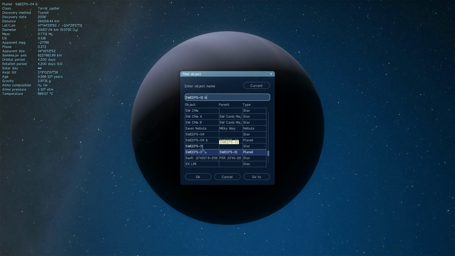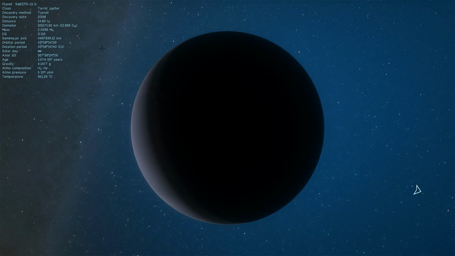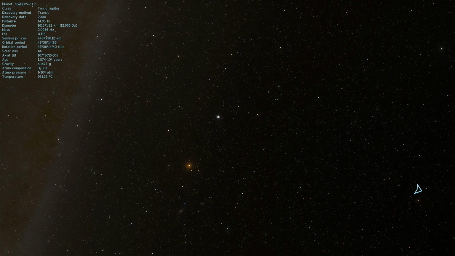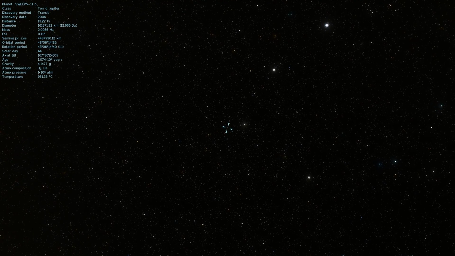As a matter of fact, it's at a distance of 27,000 light years away from us, but is about 15 light years away from this planet. So they're not really that close together, but they are in some sense neighbors.